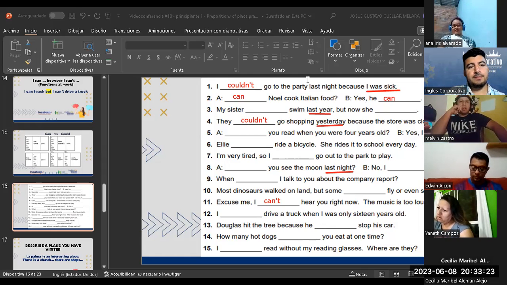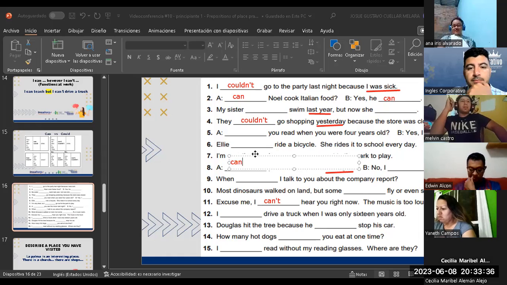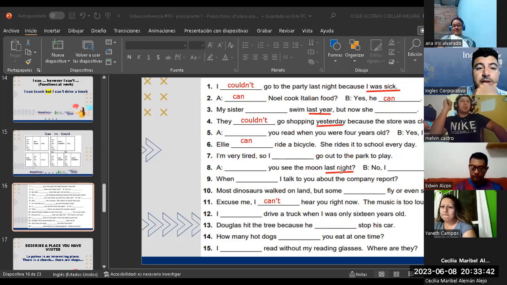Hi, teacher. Good evening. Hello. Number six. Helen can ride a bicycle. She rides to the school every day. Thank you. Very nice. Ella puede andar en bicicleta, ella viaja a la escuela todos los días. Ok, thank you. Janet, and then we go with Jackie.